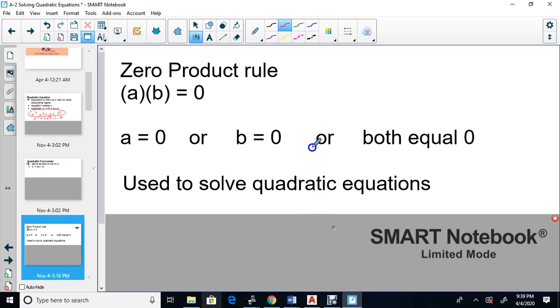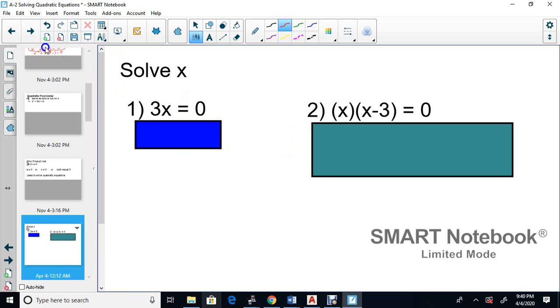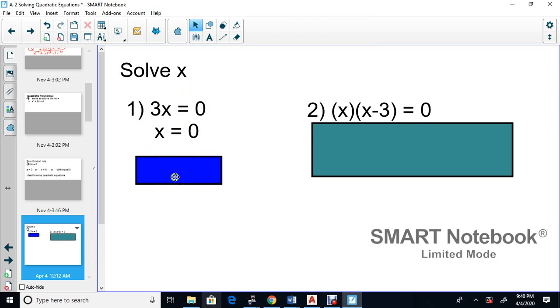Okay, now we use this information to solve quadratic equations. By knowing that something in one bracket times something in another bracket equals 0, we can say that anything in that one bracket has to equal 0, or anything in the other bracket has to equal 0. So like a equals 0 or b equals 0. So let's use that to solve the first one. So here, this could be a and this could be b. So either 3 equals 0 or x equals 0. So this one's quite obvious. This one, x has to equal 0.